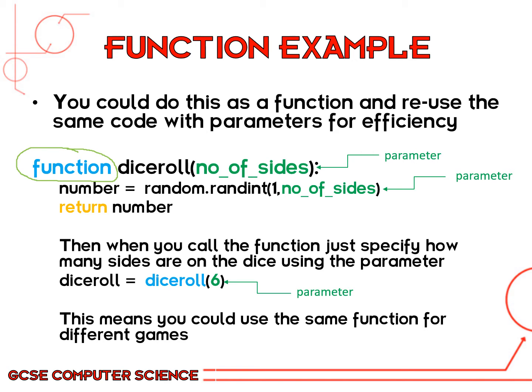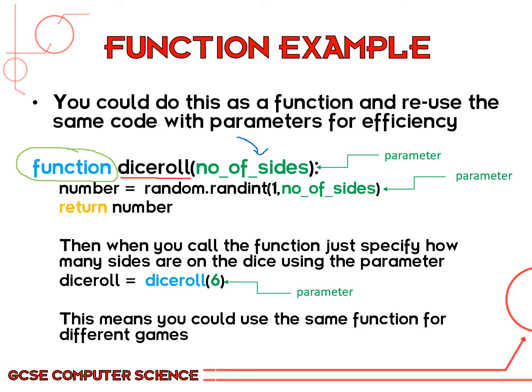We are then going to name our function, and I've named it dice roll for obvious reasons. The next bit is going to be our parameter. So it's up to you what you want your parameters to be in your function. You can actually leave it blank if you want to, but in this case, I want my parameter to be able to change. So in this particular case, my parameter is here, number of sides.